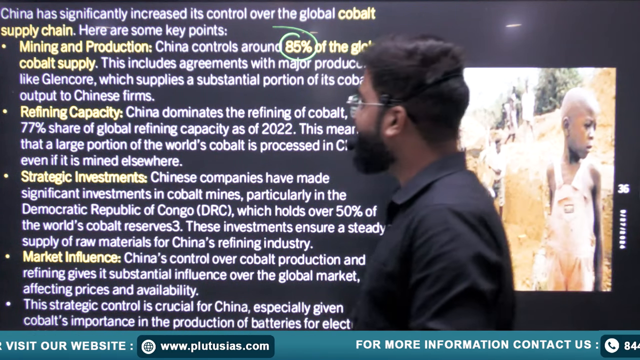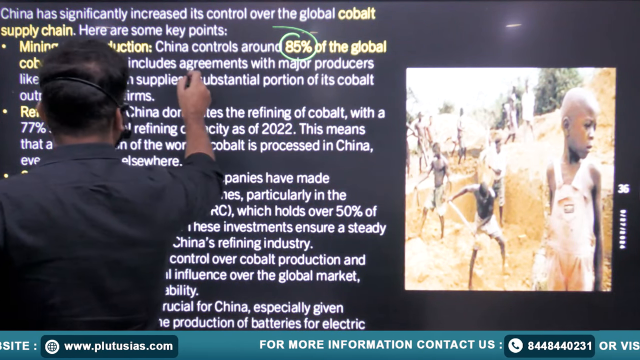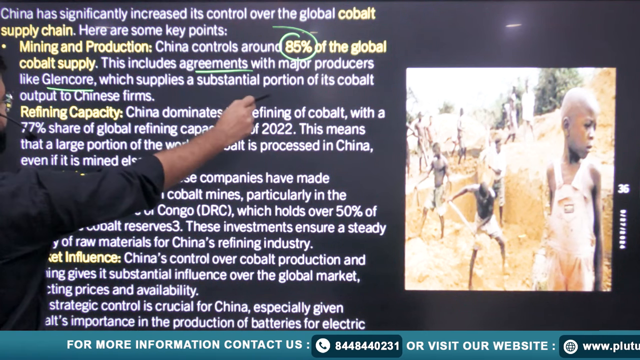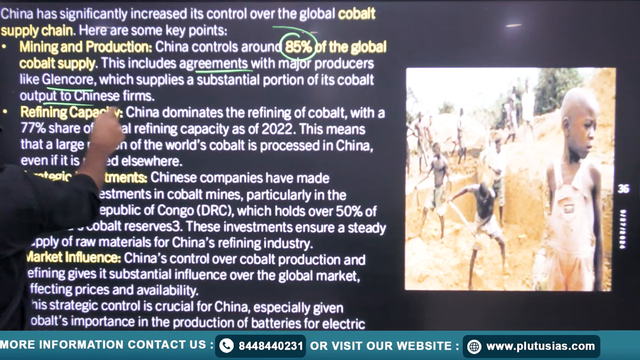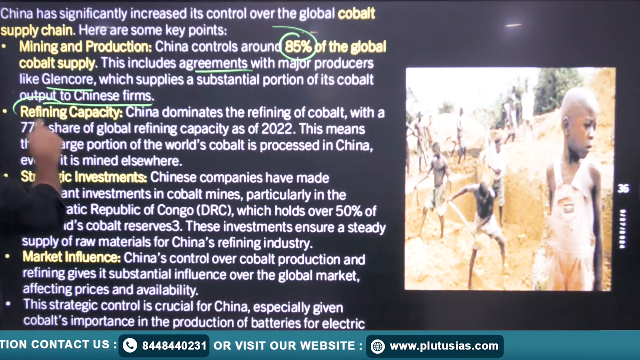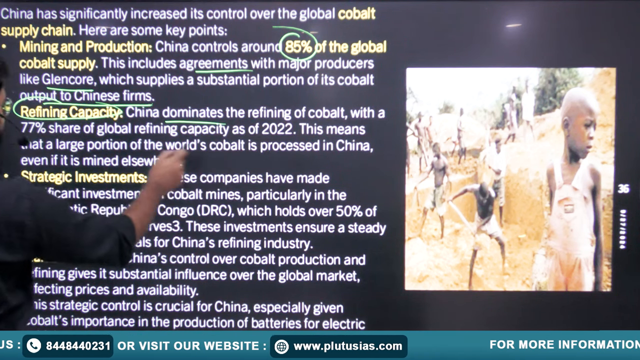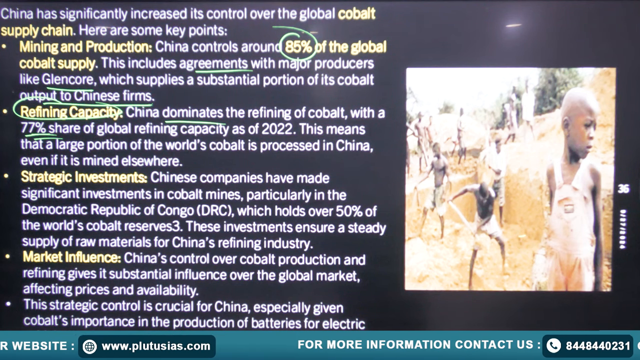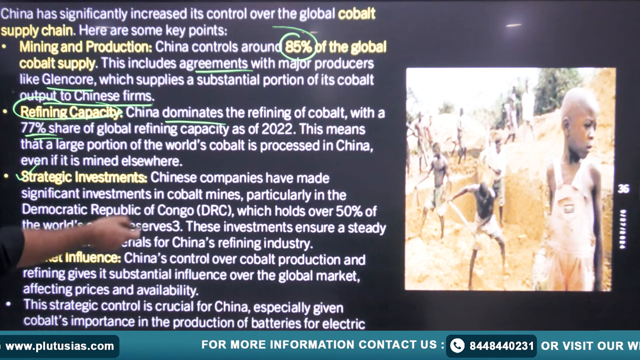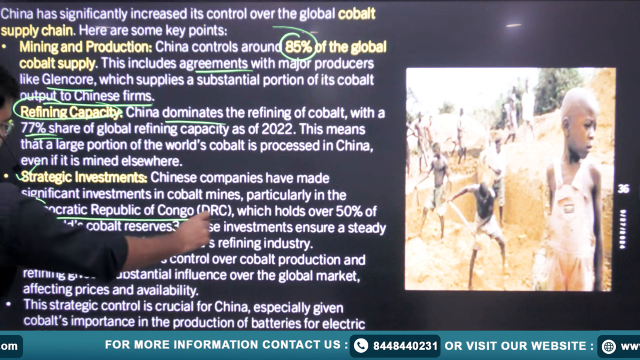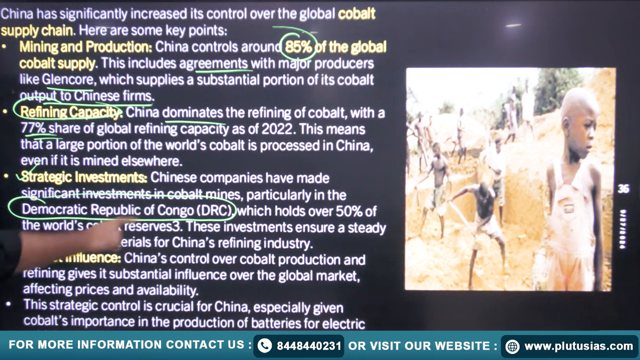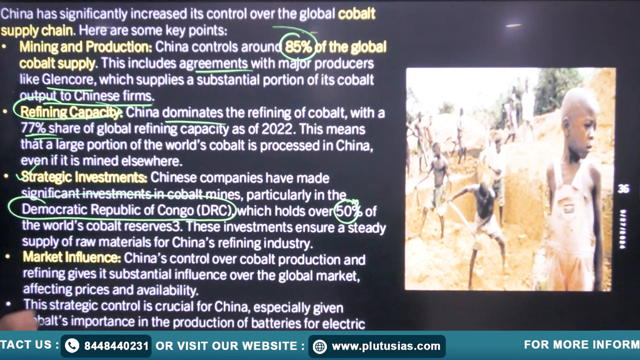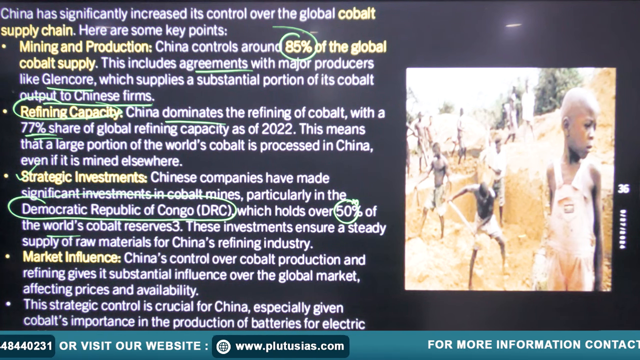Cobalt supply: this includes agreements with the major producers, Glencore, which supplies a substantial portion of its cobalt output to the Chinese firm. Refining capacity: China dominates the refining of cobalt with 77% of the share. Strategic investment, usne kiya hua hai, kahan par? Which holds over 50% of the world cobalt reserve.